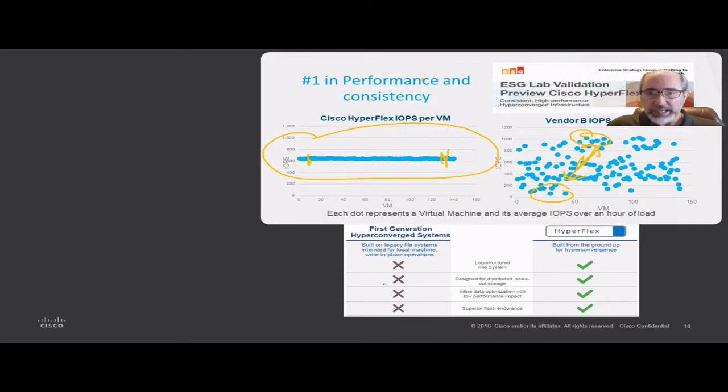So again, HyperFlex uses the new log structured file system, right? It's designed for scale-out storage specifically. And it's got inline dedupe and compression. You don't turn it off. There's no penalty to use it. It's just on all the time, whether the app can use that feature or not. So there's no guessing. Again, you don't have to manage it per volume or per VM or anything like that. And then superior flash performance is another side benefit to that.